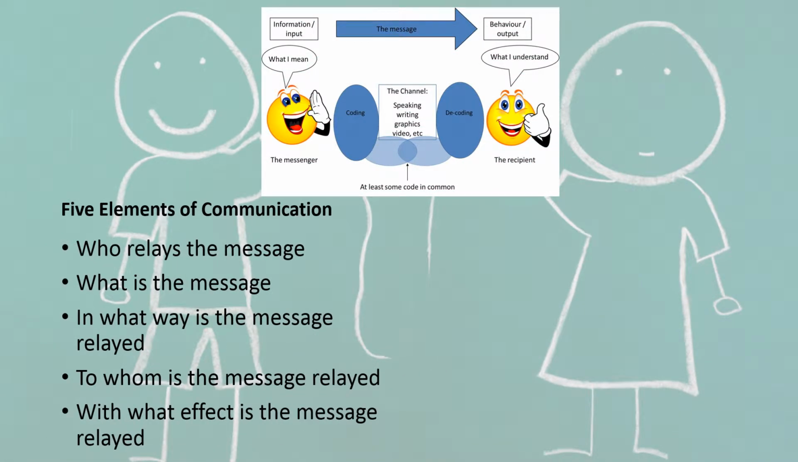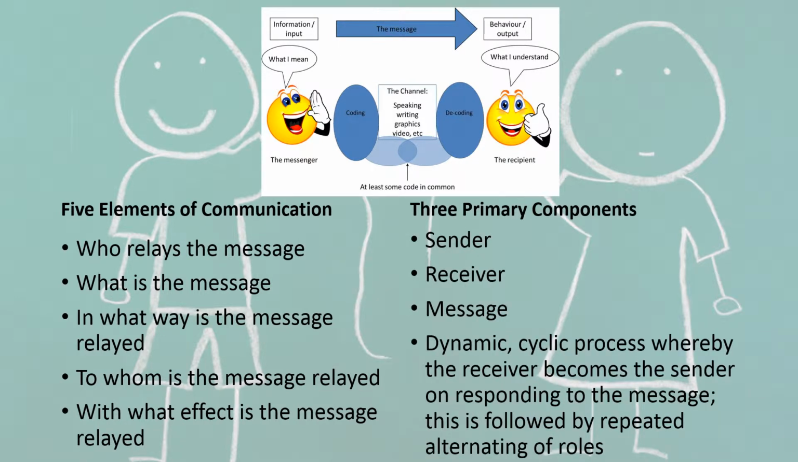There are 5 elements of communication. These are who relays the message, what is the message, in what way is the message relayed, to whom is the message relayed, and with what effect is the message relayed. And the 3 primary components are the sender, the receiver, and the actual message. Communication is a dynamic, cyclic process whereby the receiver becomes the sender on responding to the message. This is followed by repeated alternating of roles.